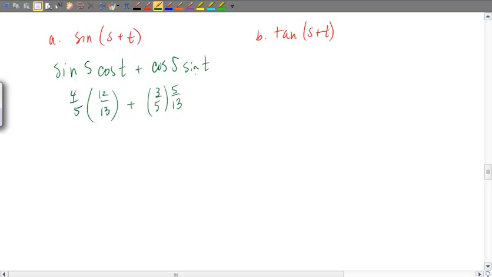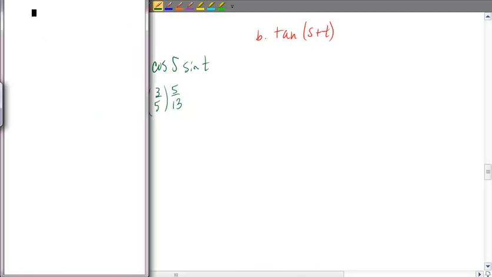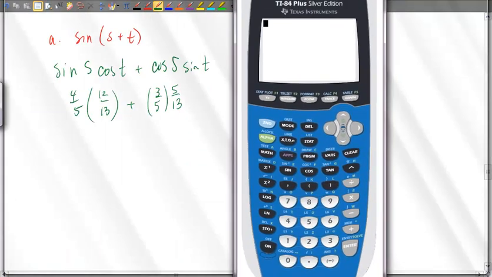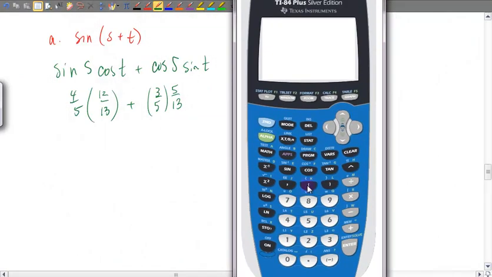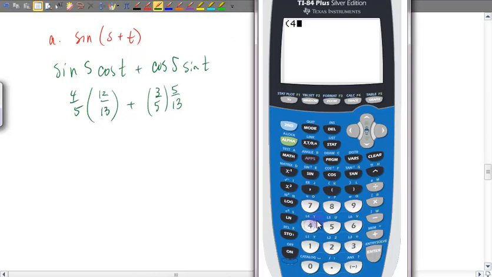It's a pretty easy problem to simplify in our calculators. I'm going to pull that calculator up and use the math fraction button. So this is going to be 4/5 times 12/13 plus 3/5 times 5/13. Math frac enter. And there's our answer, 63 over 65.